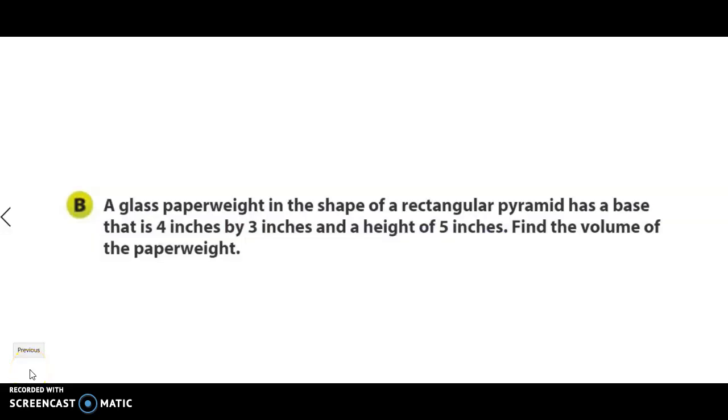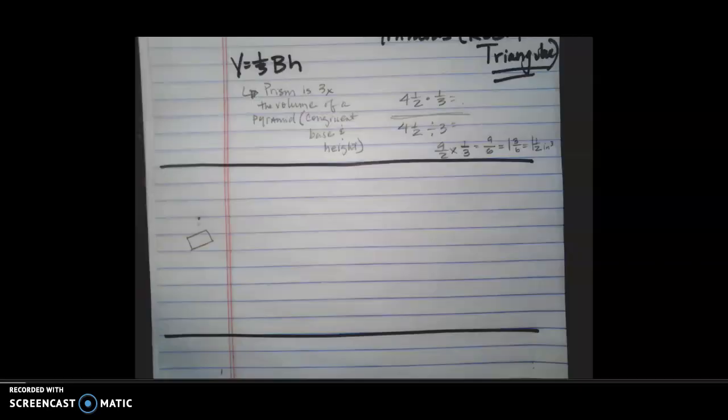Our example says that a glass paperweight in the shape of a rectangular pyramid has a base that is 4 inches by 3 inches and a height of 5 inches. Find the volume of the paperweight. So when we have a verbal description like that, typically what we need to do to bridge the gap, to make sure that we have a full understanding of what's happening in the problem, is we're going to actually draw ourselves a picture, which I am about to do.